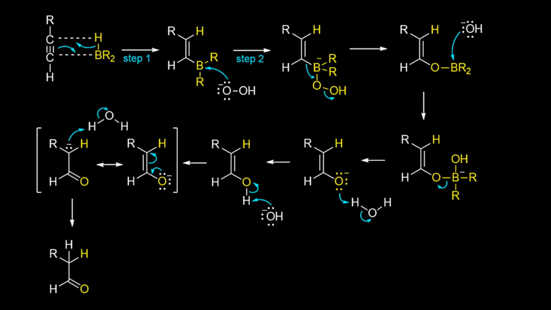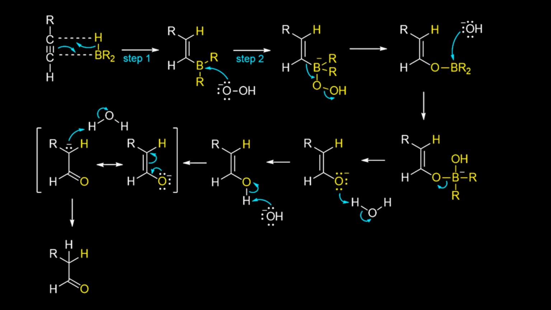Next, we move into the oxidation step. We add hydrogen peroxide under basic conditions. The hydroxide ion deprotonates the hydrogen peroxide, turning it into a hydroperoxide anion. That anion then attacks the boron, forming a new bond between the oxygen and the boron. From there, we go through a couple of rearrangements. Eventually, the boron is replaced entirely by an oxygen atom, and we're left with an enol.